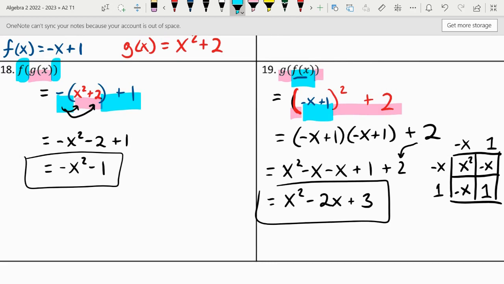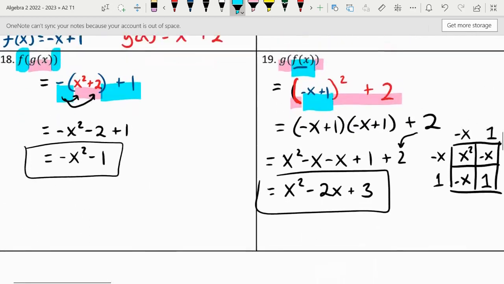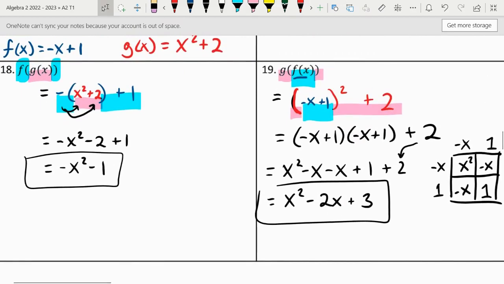Let's talk about inverse functions, and then hopefully we'll be almost done with this. Once again, pause at any time if you're taking notes or going over this.